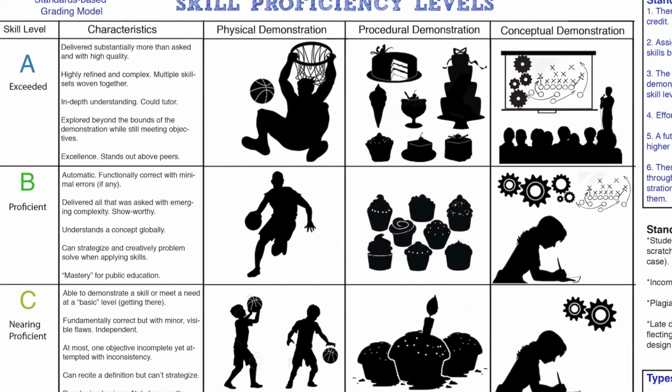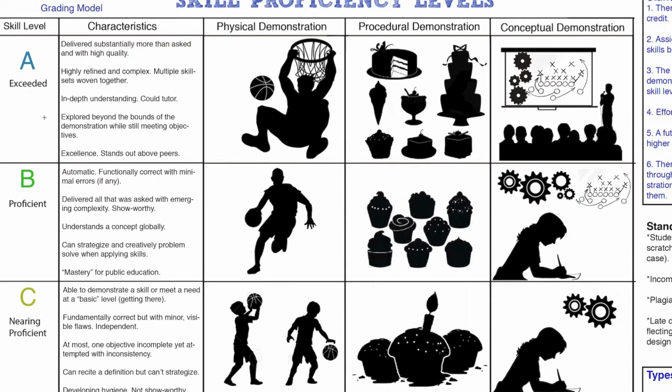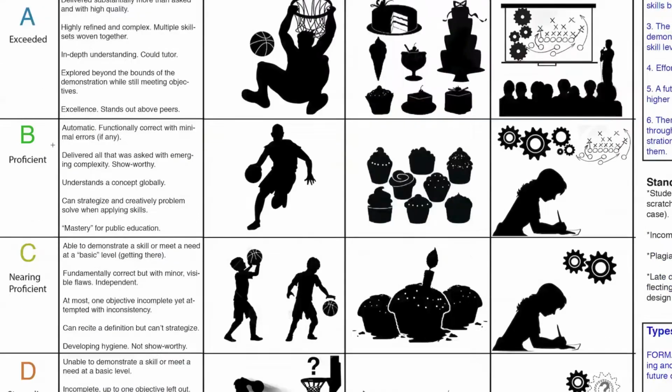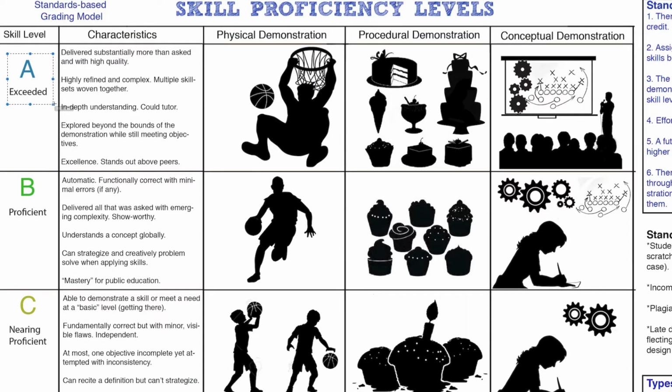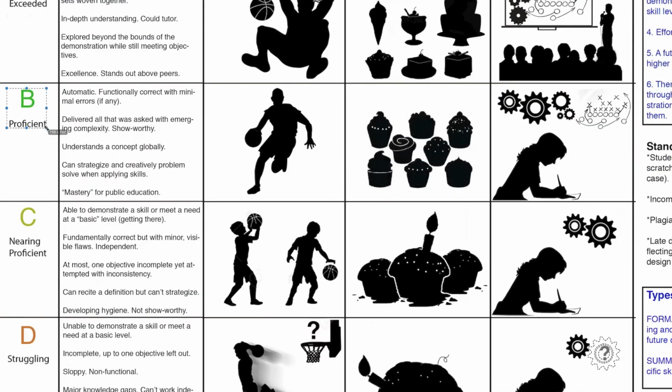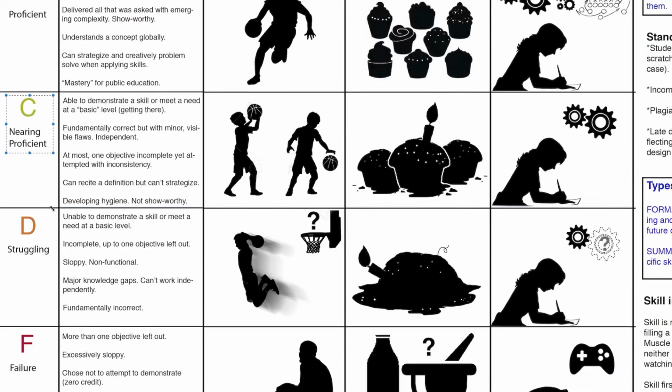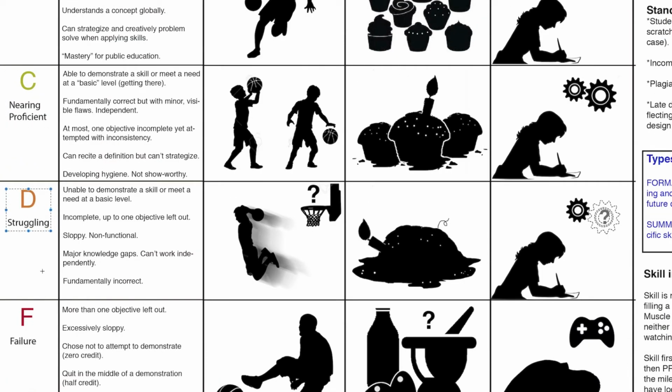Now, let's define the grades. You all have different teachers, meaning an A in one class may not mean the same as an A in my class. So by understanding these differences and operating within them, you can achieve success. Let's start with just what they are. An A means exceeded, a B means proficient, a C means nearing proficient, a D means struggling, and an F means failure.